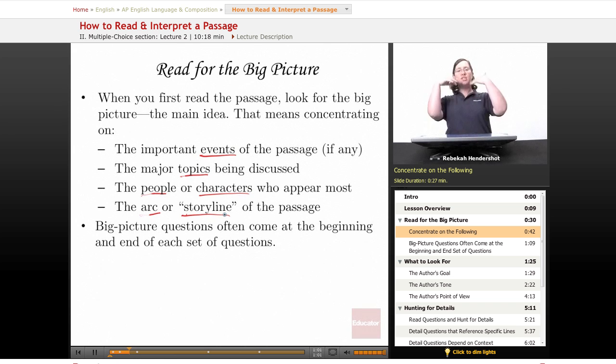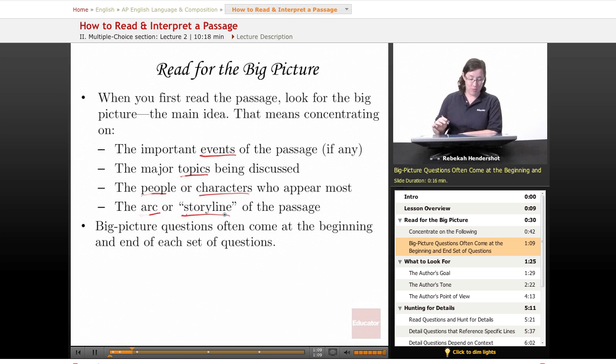If the whole passage seems to be one long story or one long arc, you want to look at that because that's a big piece of the big picture. Now, something to watch out for. Big picture questions often come at the beginning of each set of questions, but also at the end. So if you're looking at a question that's number 1 or 2 or one of the last couple in a section, you are probably being asked about the big picture.